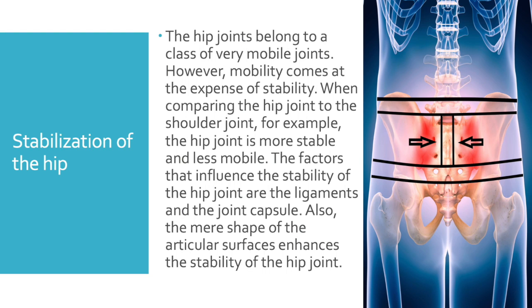The hip joints belong to a class of very mobile joints. However, mobility comes at the expense of stability. When comparing the hip joint to the shoulder joint, for example, the hip joint is more stable and less mobile. The factors that influence the stability of the hip joint are the ligaments and the joint capsule. Also, the mirror shape of the articular surfaces enhances the stability of the hip joint.